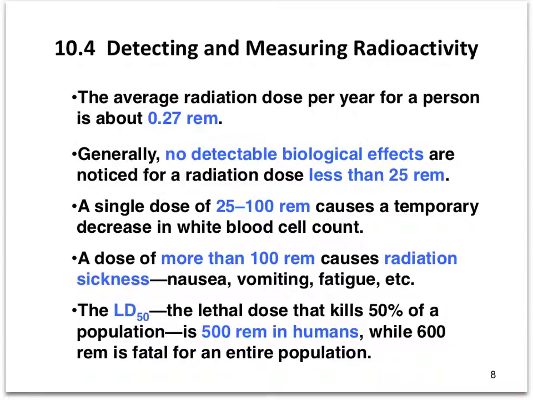Since radiation is all around, we are constantly exposed to it. On average, we take in about 0.27 rem of radiation per year. Biologically, damage starts around 25 rems, and 500 rems will kill 50% of the population that's exposed to it. This is known as the LD50, or the lethal dose that kills 50% of a population.